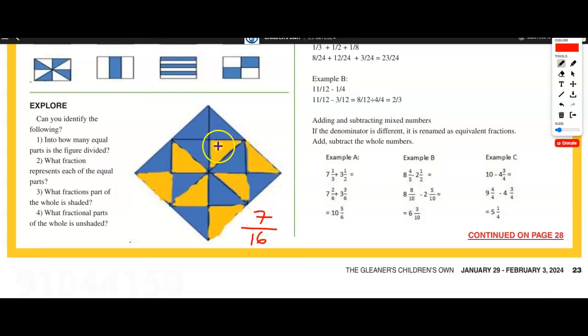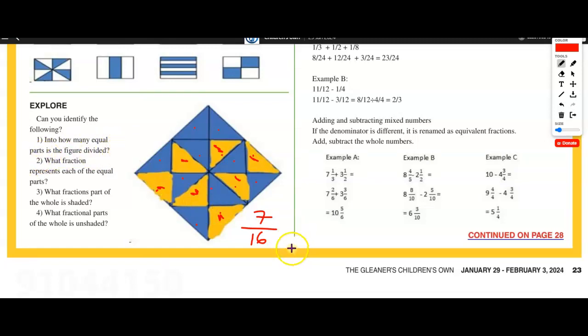It says 7. Let's go over this again to make sure. 1, 2, 3, 4, 5, 6, 7, 8, 9, 10, 11, 12, 13, 14, 15, 16. How many parts are now shaded? 1, 2, 3, 4, 5, 6, 7. I think that's it.